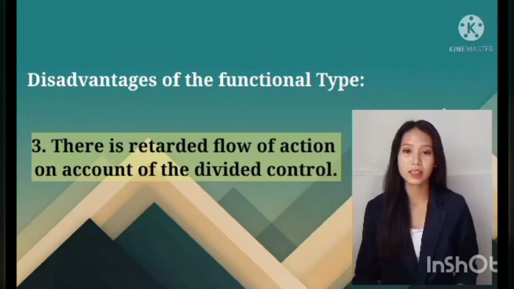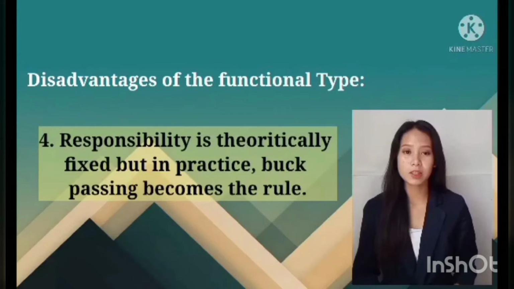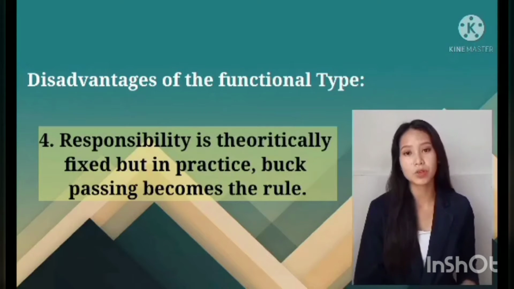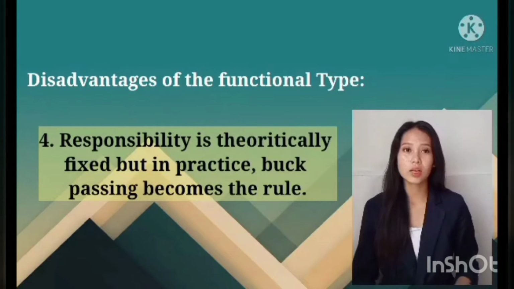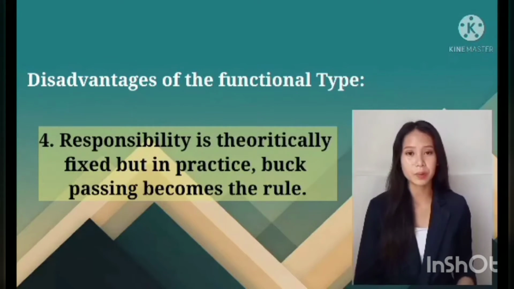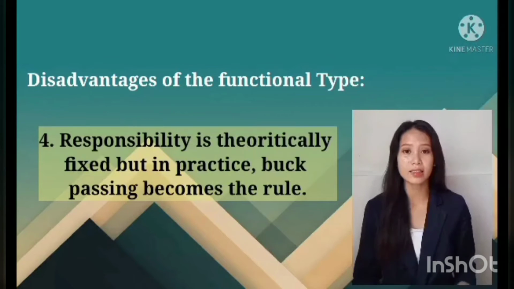Three, there is a retarded flow of action on account of the divided control. At times, the same task overlaps into two or more functional areas of supervision. This leads to confusion. Four, responsibility is theoretically fixed, but in practice, buck-passing becomes the rule. It is difficult to fix the blame on the wrong person or for wrong action. Each foreman disclaims responsibility and points to another as the erring person.